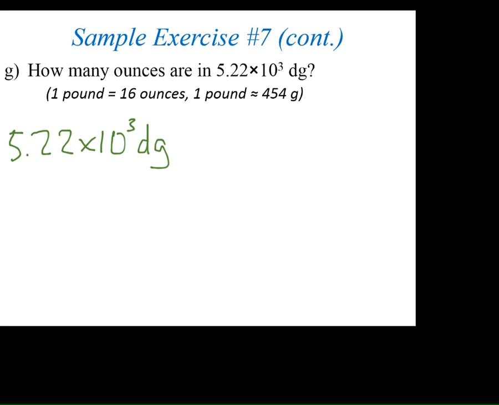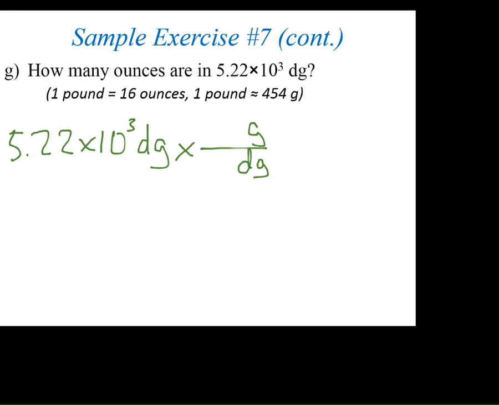And I want to get to ounces, so I'm looking at the conversions I'm given. I'm given pounds to ounces, I'm given pounds to grams, but I'm in decigrams. Well, decigrams to grams, that's one I can figure out. So I need to put the decigrams on the bottom so it will cancel. You always know immediately what goes down here, because at the bottom is always whatever you started with. So I need a conversion that has decigrams in it, and I can do decigrams to grams.